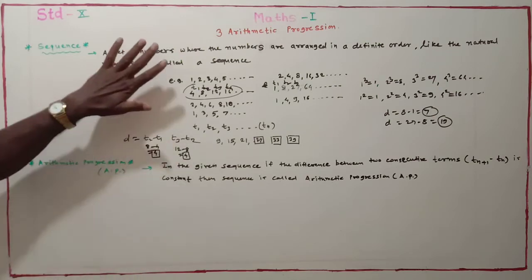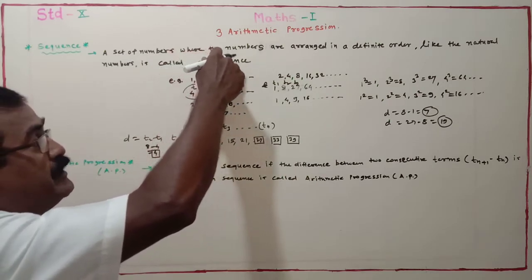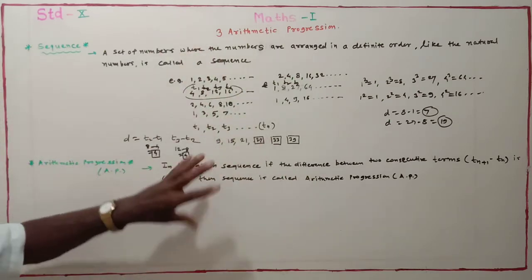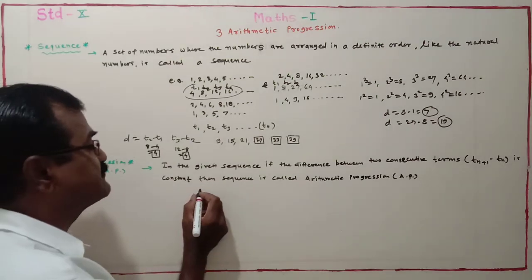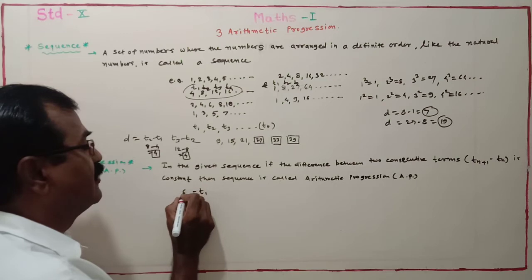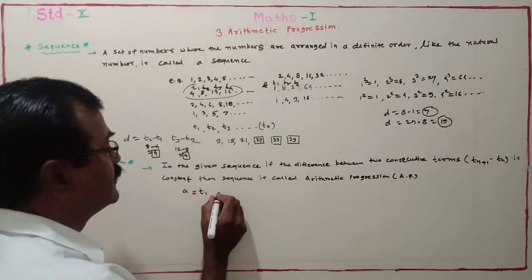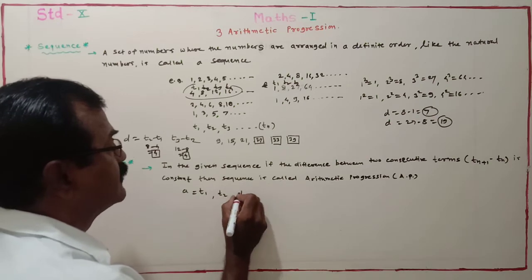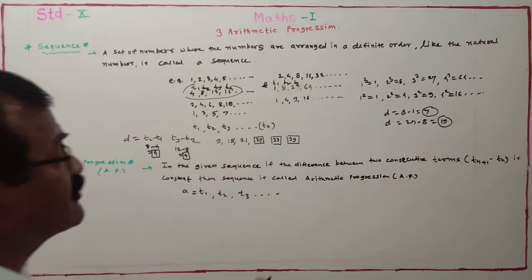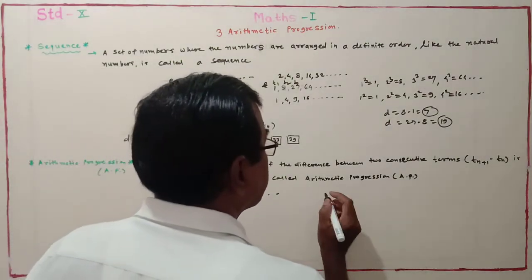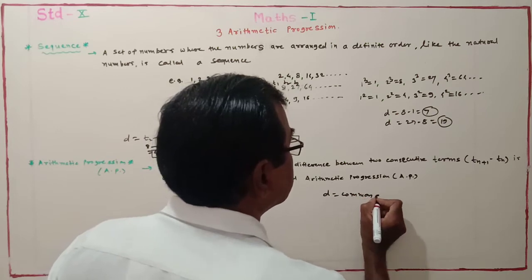In this sequence, the first term is called T1, then T2, T3, T4, T5. Similarly, in arithmetic progressions, A is the first term, T2 is the second term, T3 is the third term, etc. And D is the common difference in an arithmetic progression.